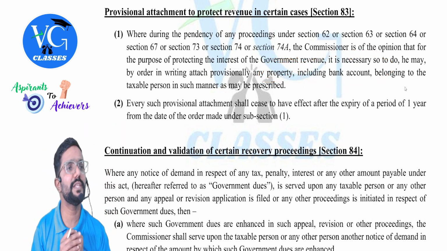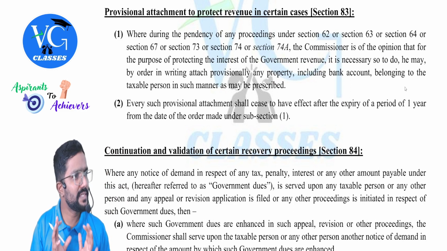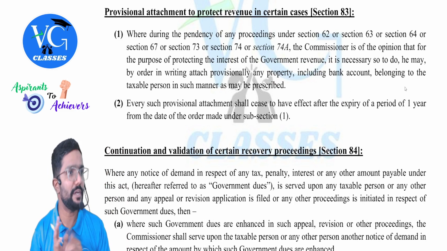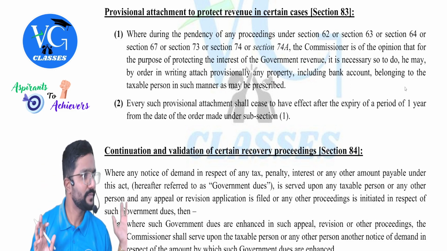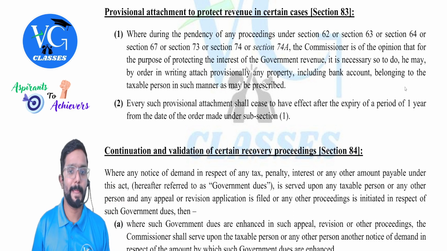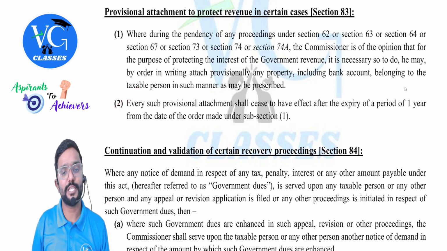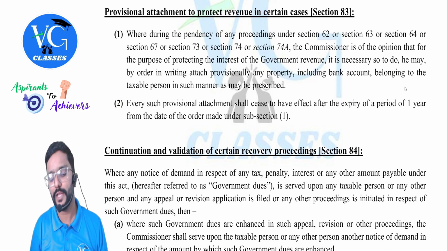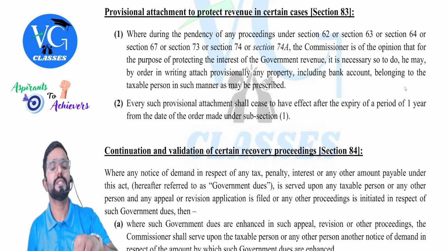Attach property in the sense what? They will seize it. In the sense that I cannot sell it now, or I can sell only with their permission. Okay. Sub-section 2. Every such provisional attachment shall cease to have effect after the expiry of a period of 1 year from the date of the order made under sub-section 1.